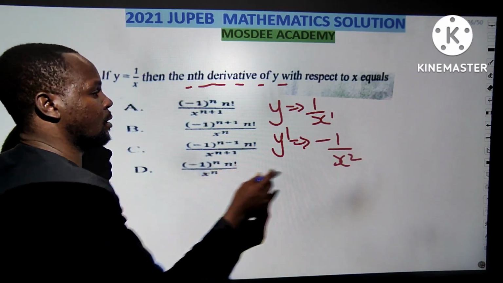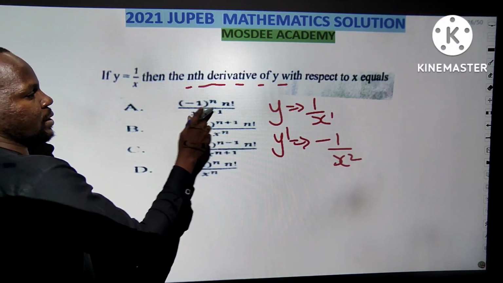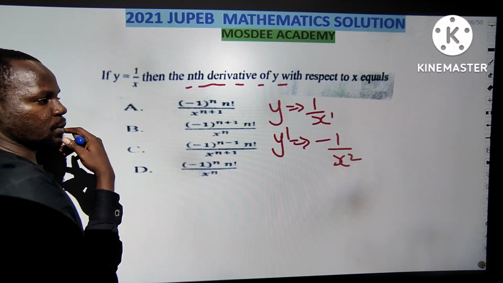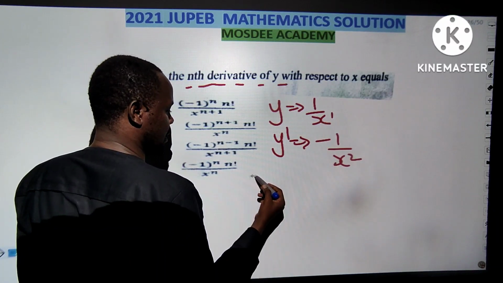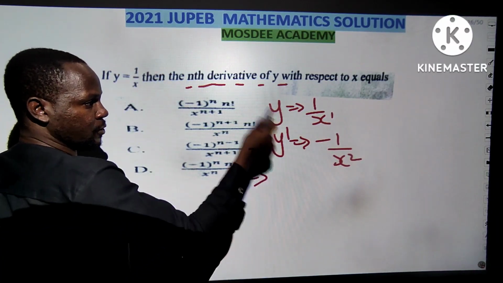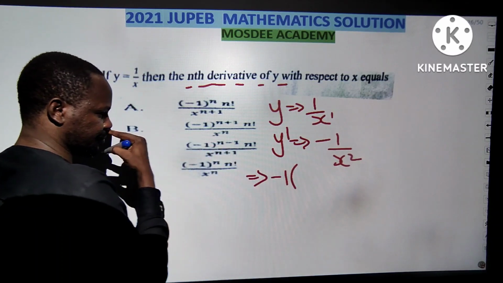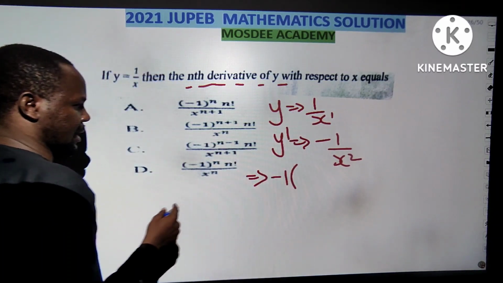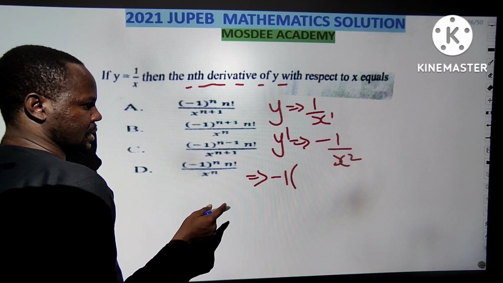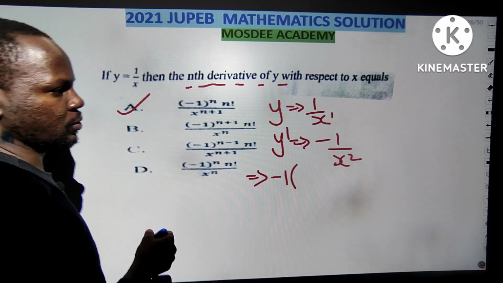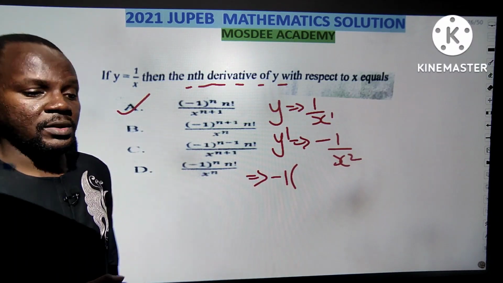So if you don't want to waste your time, you can substitute when n equals 1, which will give you negative 1 over x squared. But basically, if you want to continue in that manner, the nth term of this formula is given as negative 1 raised to power n, n factorial over x raised to power n plus 1. Option A is correct. I don't want to waste your time. That's the right answer to the question. The next one.